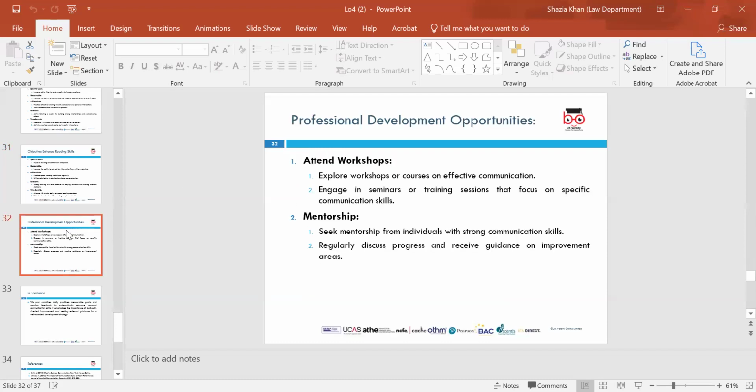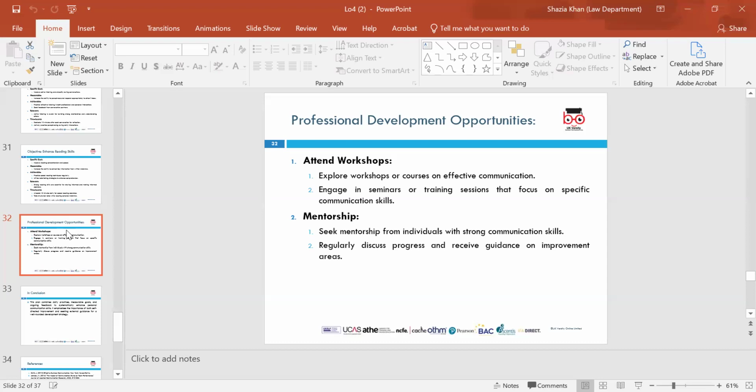Professional development opportunities. Here you would attend workshops, or explore workshops or courses on effective communication, because it's really important in any business to have effective communication. Also, engage in seminars or training sessions that focus on specific communication skills.